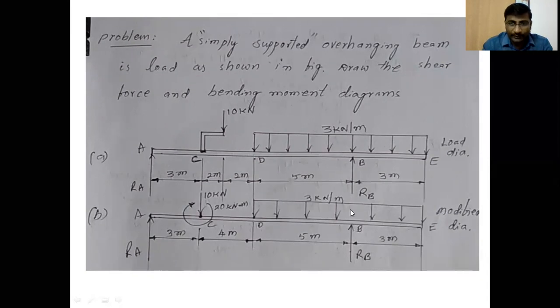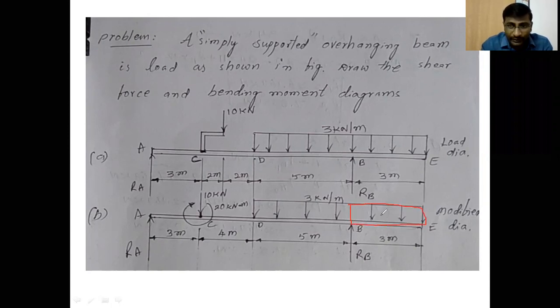Shear force at point B means all the forces acting on the right side of the point B. On the right side of the point B, what are the forces? The UDL is there, this UDL up to this point. This portion of the UDL is there on the right side of the point B.